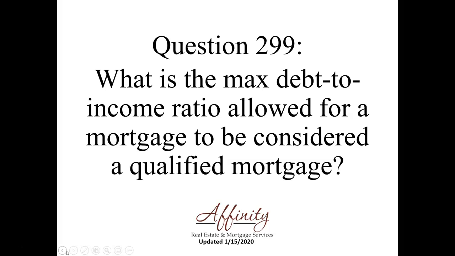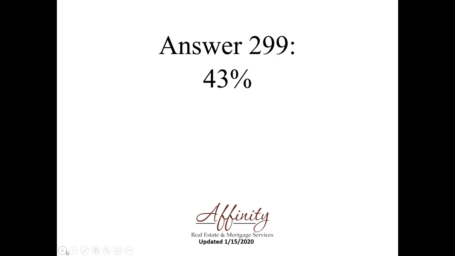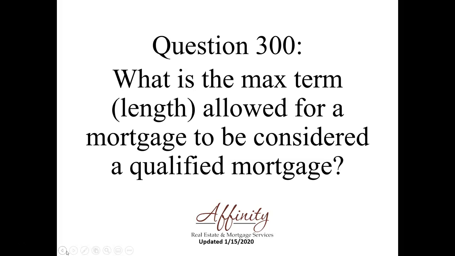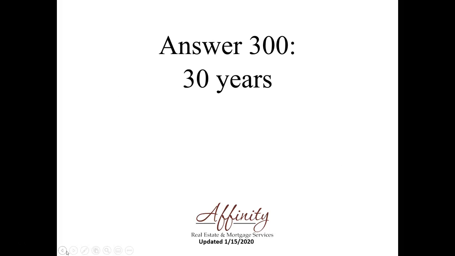Question 299. What is the max debt to income ratio allowed for a mortgage to be considered a qualified mortgage? That is 43%. Question 300. What is the max term length allowed for a mortgage to be considered a qualified mortgage? That is 30 years. That's the maximum term, 30 years.